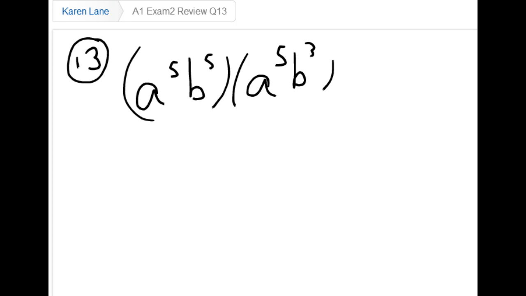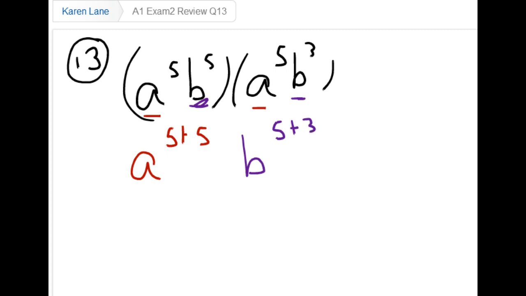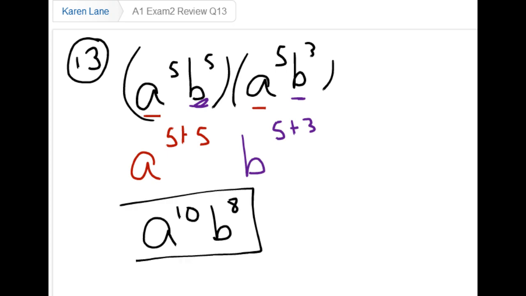Question 13. Simplify a to the 5th, b to the 5th, times a to the 5th, b to the 3rd. Now remember, when we multiply bases, we add exponents. So our base for a is a, the two exponents are 5 plus 5. For b, our two exponents are 5 plus 3. So the answer will be a to the 10th, b to the 8th.